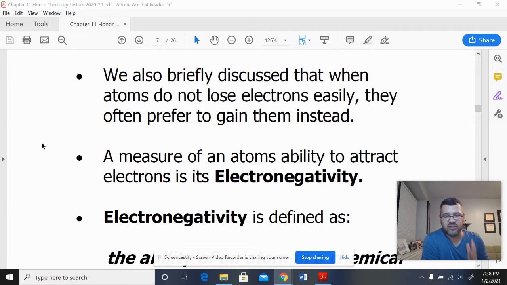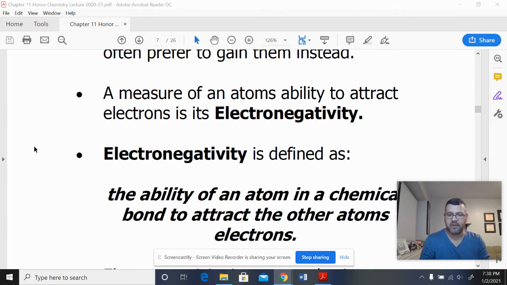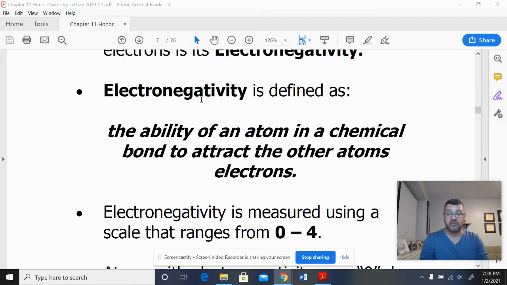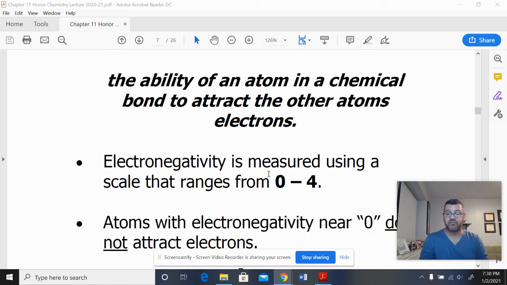Electronegativity is defined as the ability of an atom to attract another atom's electrons. So if you have two atoms next to each other, with their electron configurations and the orbitals that they have, how easy is it for one to take the other one's electron? It's a measure of that. By definition, electronegativity is the ability of an atom in a chemical bond to attract another atom's electrons.